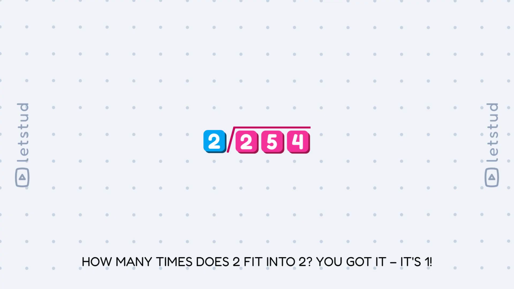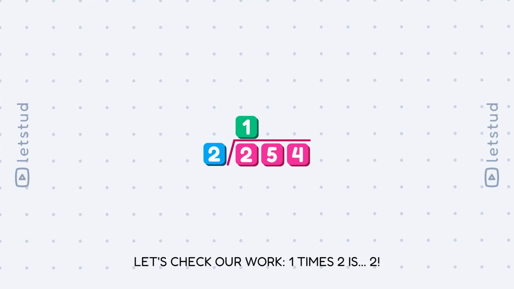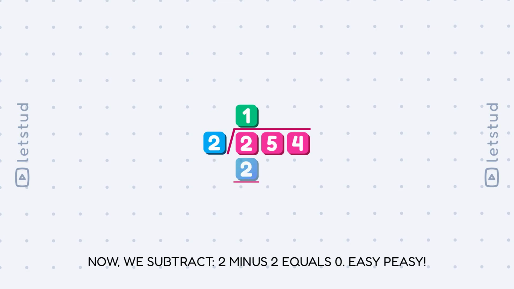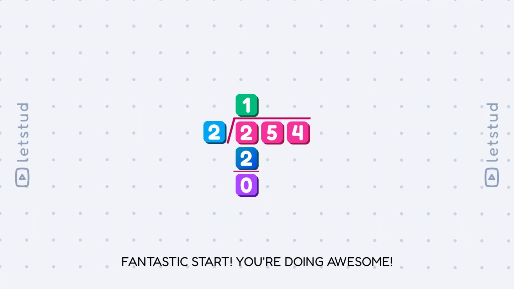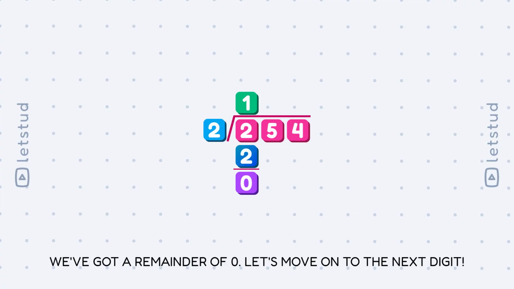How many times does 2 fit into 2? You got it, it's 1. Let's check our work. 1 times 2 is 2. Now we subtract: 2 minus 2 equals 0. Easy peasy. Fantastic start, you're doing awesome. We've got a remainder of 0. Let's move on to the next digit.